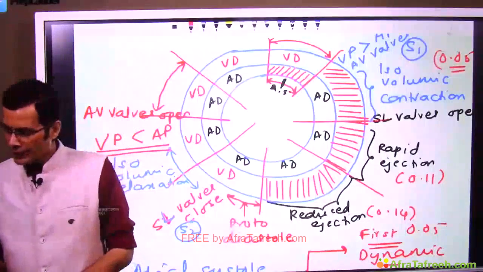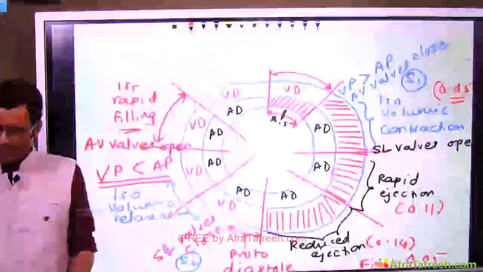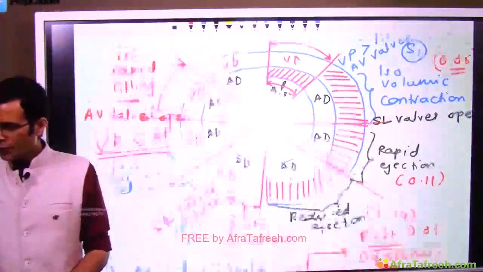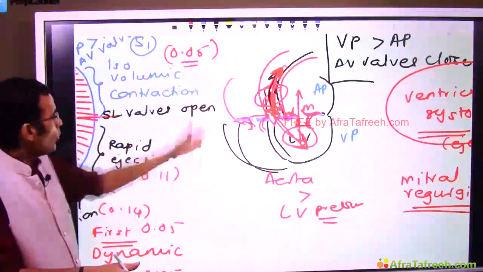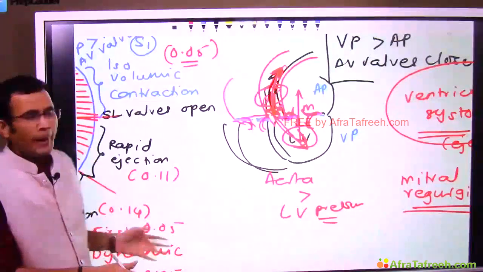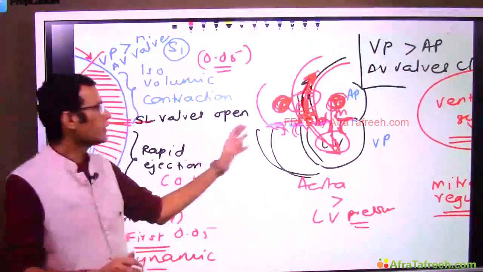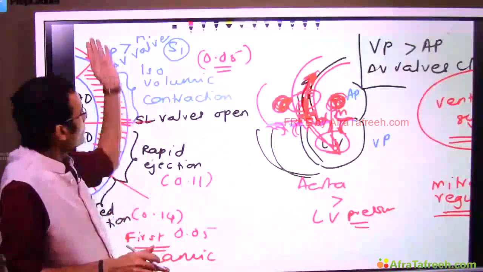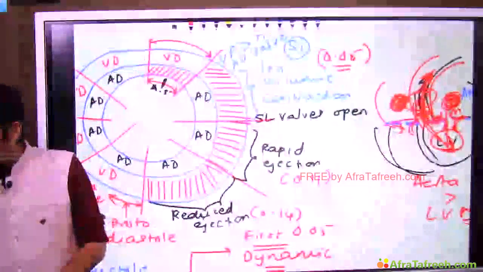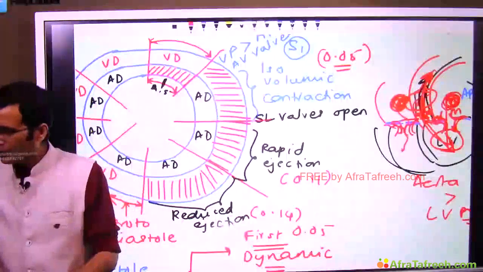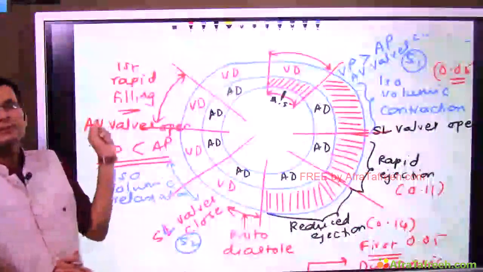First phase is called first rapid filling. Why rapid? See, it's quite obvious. AV valves, mitral and tricuspid valves, were closed for most of the duration, isn't it? And therefore, blood coming from the periphery had accumulated in the atria. For most part, the AV valves were closed, right from the start of ventricular systole. So, blood that came just accumulated in the atria. And therefore, as soon as the AV valves open, there is first gush of blood, rush of blood from atria to ventricles. And that first gush of blood is called first rapid filling.